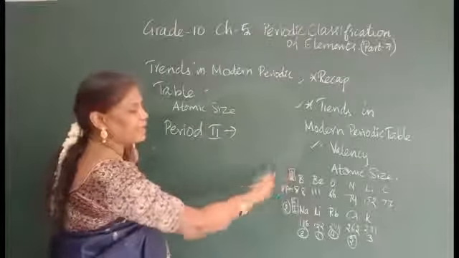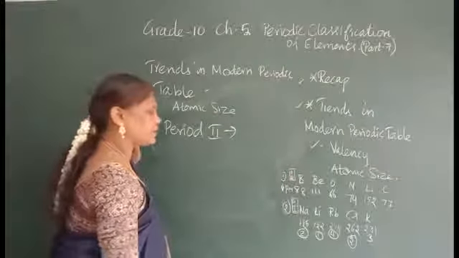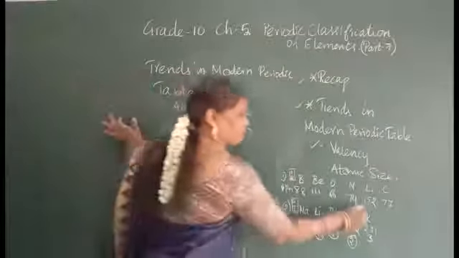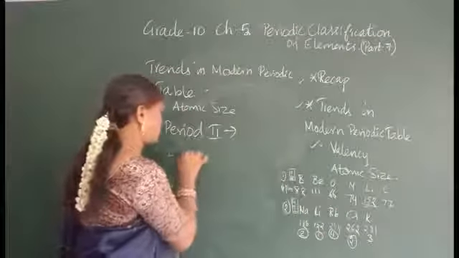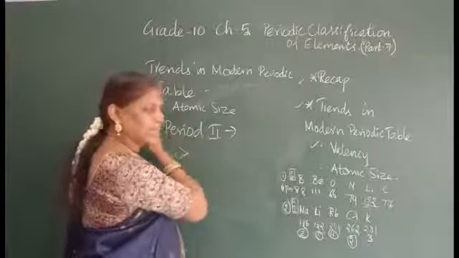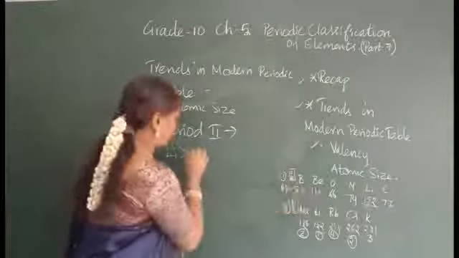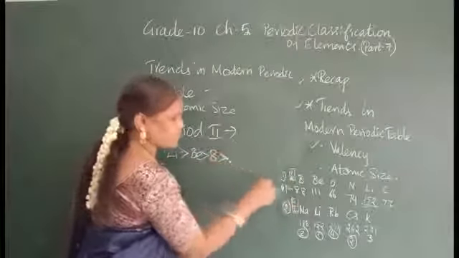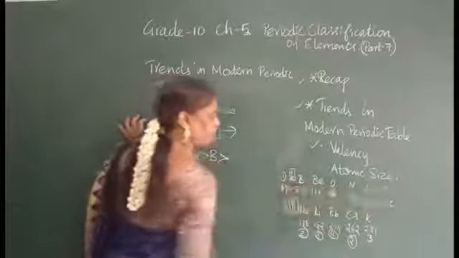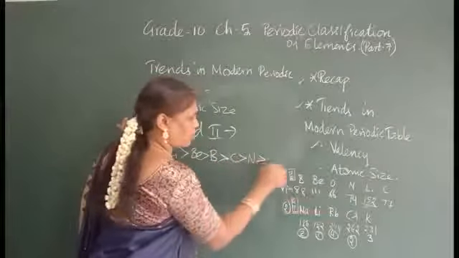First we have to arrange in the decreasing order of atomic radius. First one is lithium, which is the larger one. So lithium is more. In decreasing order, the atomic radius should decrease. Like that we have to arrange. So lithium, next one is beryllium, next is boron, the next one is carbon, next nitrogen, next oxygen.